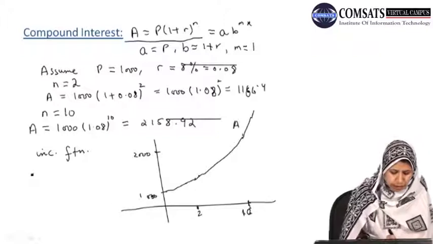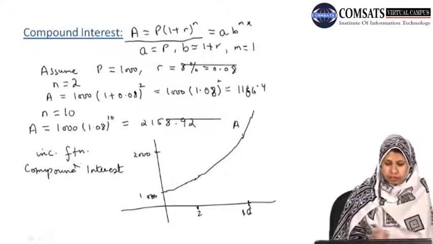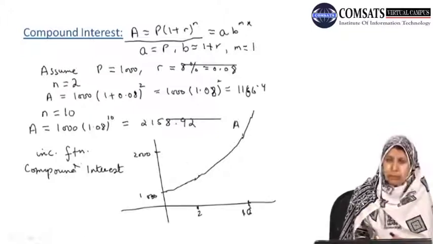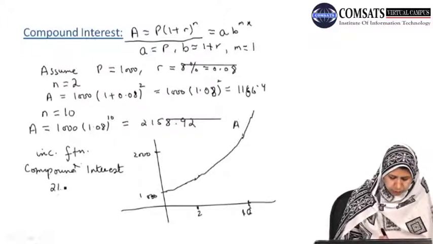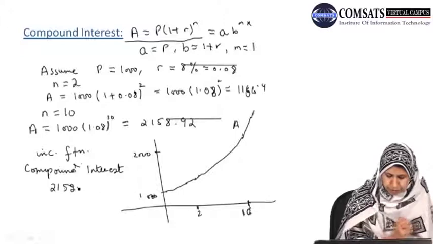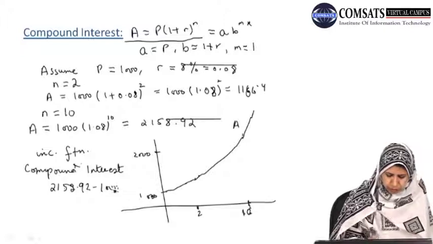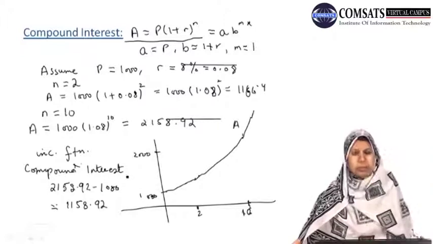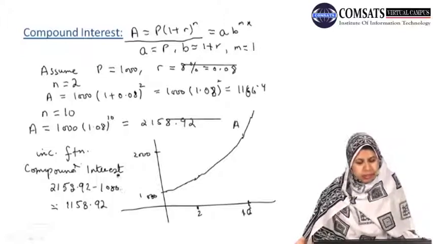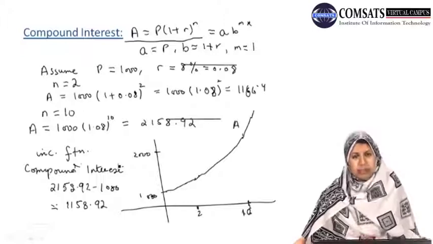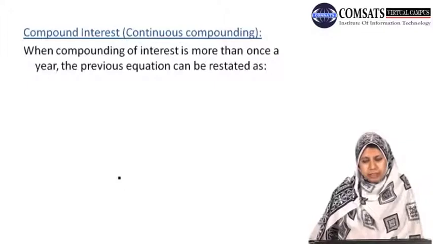And what will be the compound interest? Compound interest is simply the difference of the amount minus the principal value, that is the difference of 2158.92 minus the principal value. So we can find the compound interest simply by taking the difference of the amount after, let's say, 10 years with the original amount. Example of compound interest we can consider in more detail.